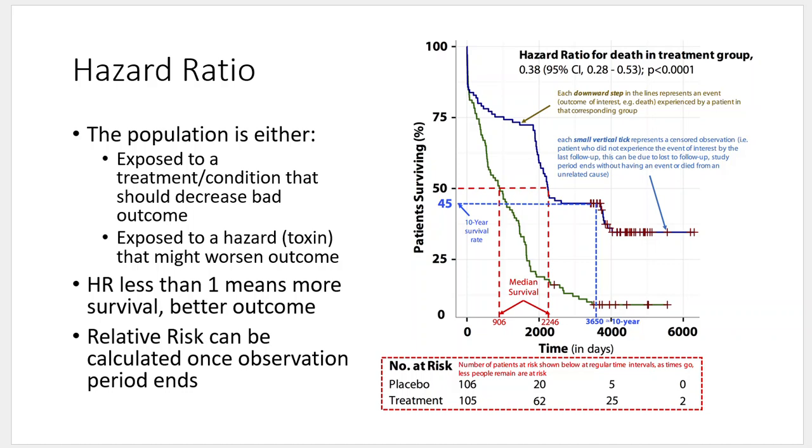We can then calculate a hazard ratio, and I don't have the formula there, but really what I want you to do is just look at the concept. And here we have a hazard ratio of 0.38, which, given that it's less than 1 and statistically significant, means that the treatment is improving the survival rate. And if we wait until the study completely ends and look at the total data, we can use the data at the end point to calculate the relative risk. A little point to remember if that question comes up on the exam.